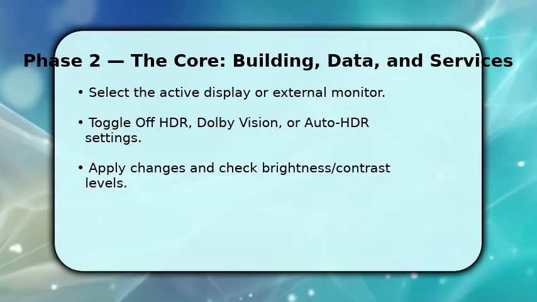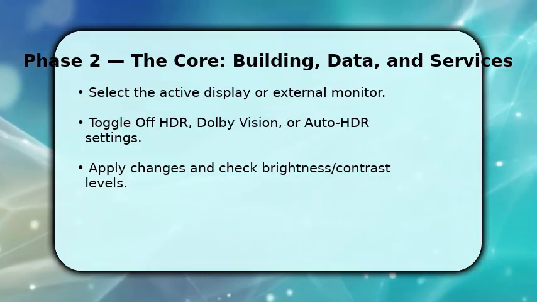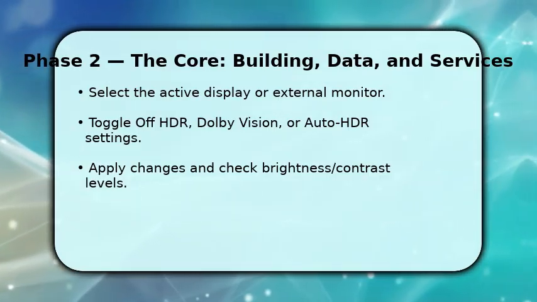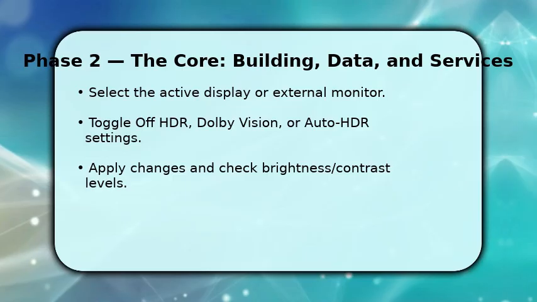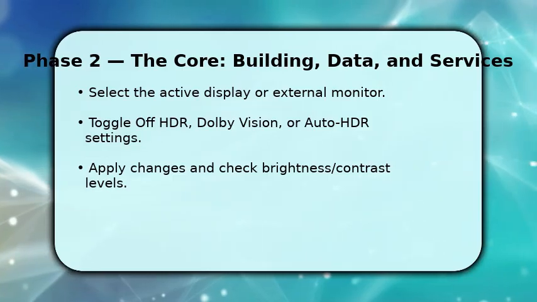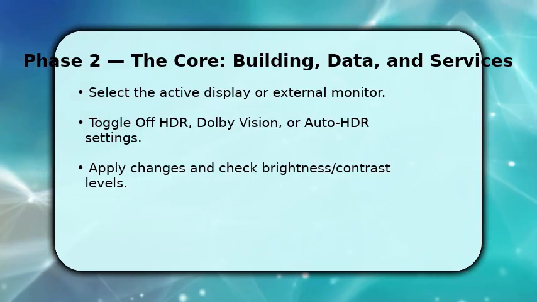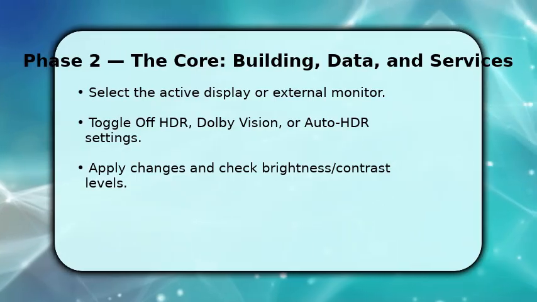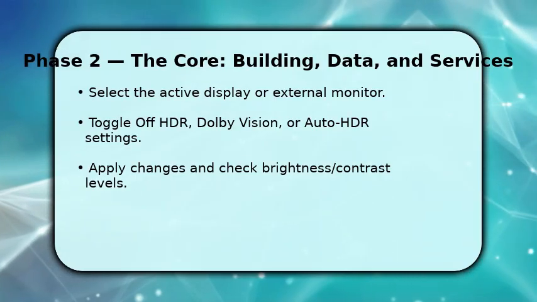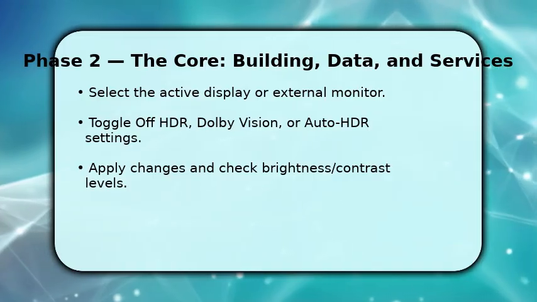Next, locate HDR, Dolby Vision, Auto HDR, or enhanced color toggles and switch them off. This often reverts color profile and dynamic range. Once toggled, apply or confirm the change and observe the immediate preview. You may need to close and reopen video or image apps.